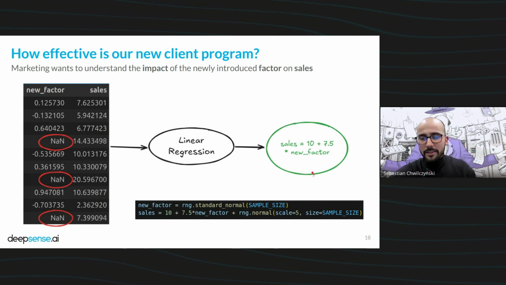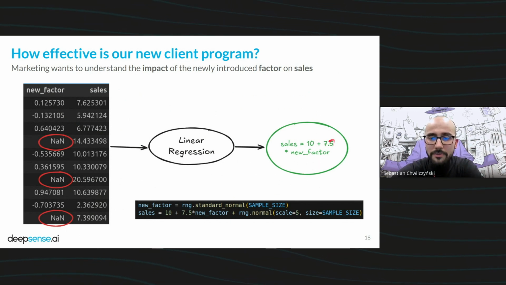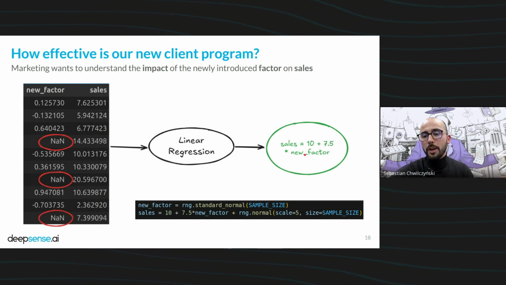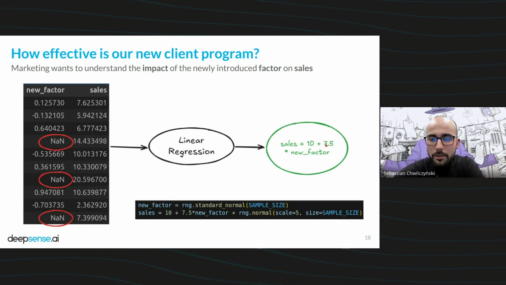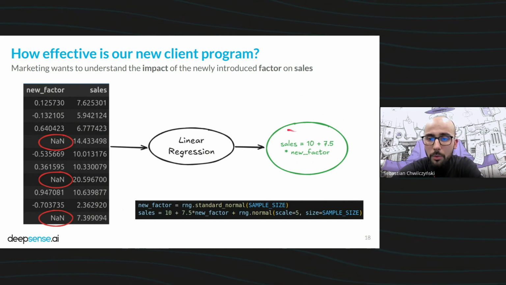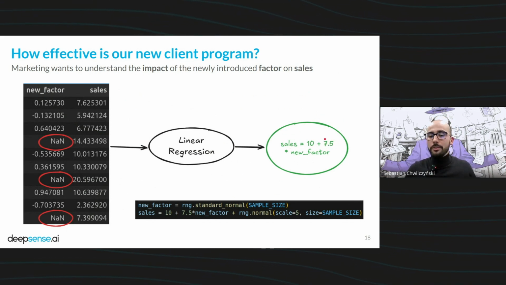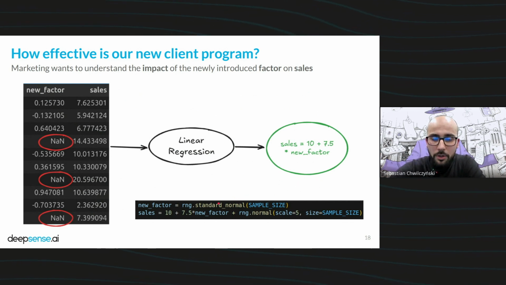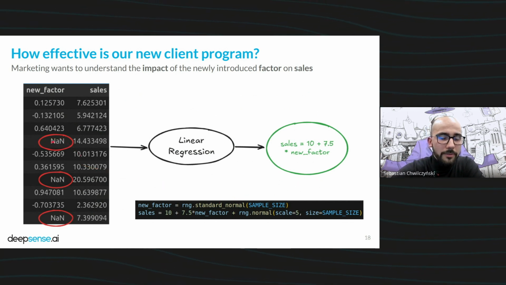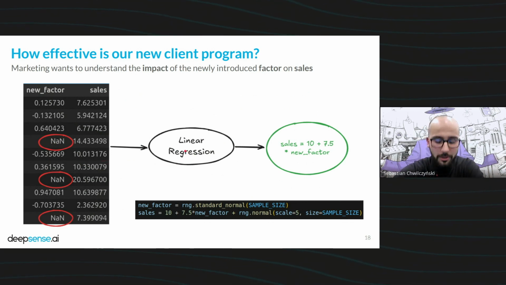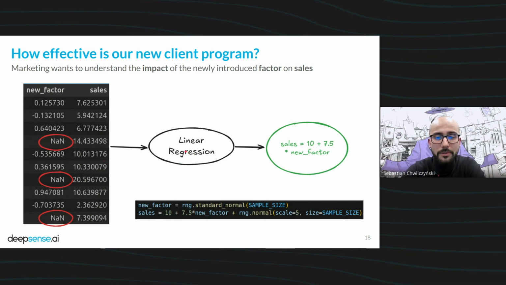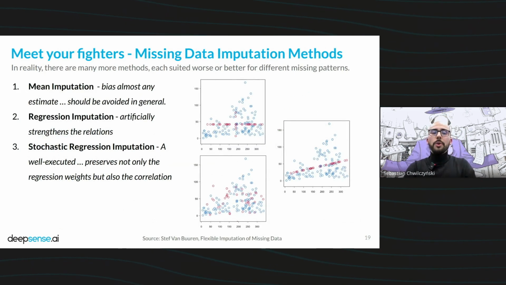Again, this is synthetic data. We know that this factor is 7.5. So if we increase the factor by 1, sales increase by 7.5. And our company wants to know that. In reality, we don't know it. The catch is that we have some missing values. So if we run it, it will just raise an exception, because we cannot use linear regression in scikit-learn with missing values. So we need to handle it somehow.